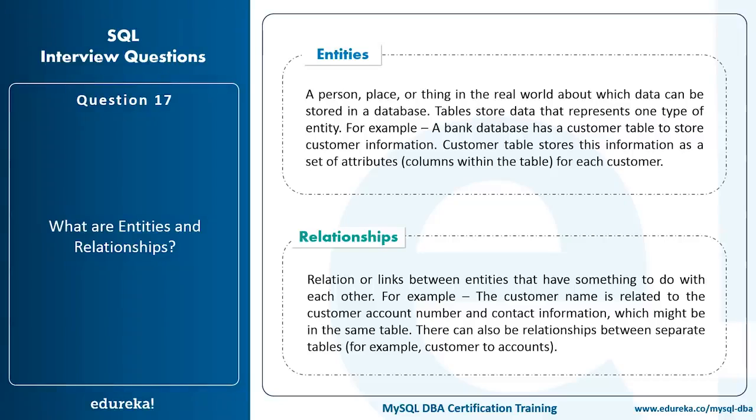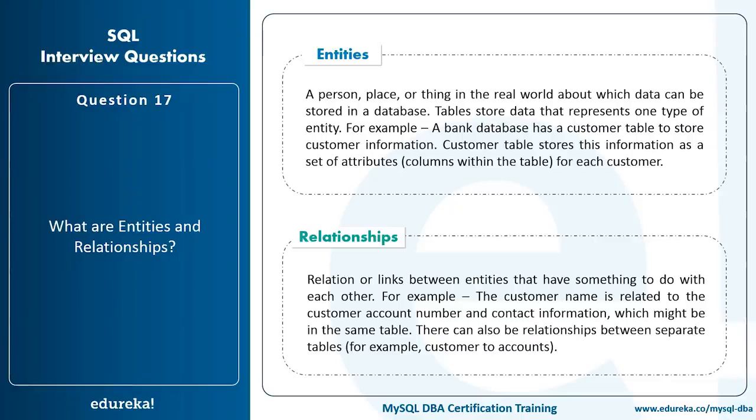Now the customer table stores this information as a set of attributes, that is basically the columns within the table for each and every customer. So if you consider a customer table has around 5 parameters like customer ID, customer name, customer phone number, customer email ID, and so on, then all these customer ID, customer name, customer phone number are basically the column names, that is the attributes for the entities, and customer information will be the entity.